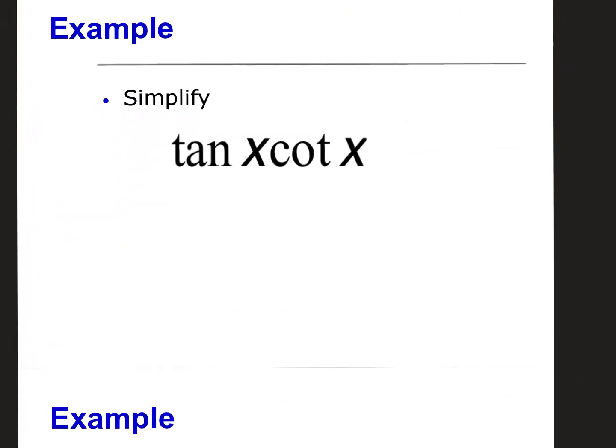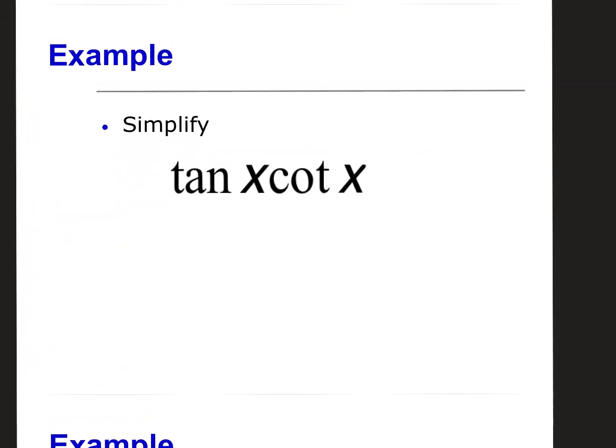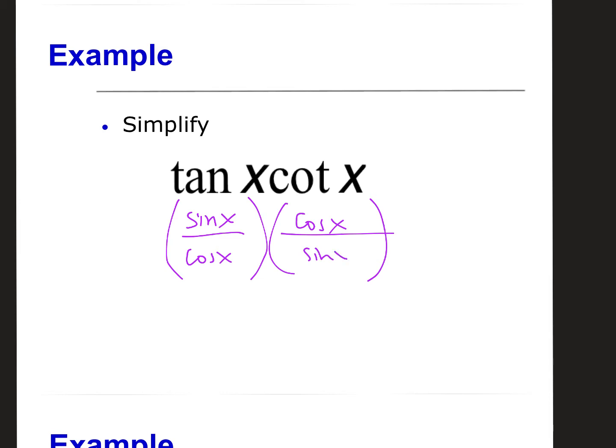So tangent of x times the cotangent of x. You might recognize that those are reciprocals right now, but if not, let's do some substitutions. Tangent is the sine of x over the cosine of x. Cotangent is the cosine of x over the sine of x. And if you cross cancel, or just multiply straight across, either way, you end up with 1. So you know that it's completely simplified because you were able to get it down to a single number.